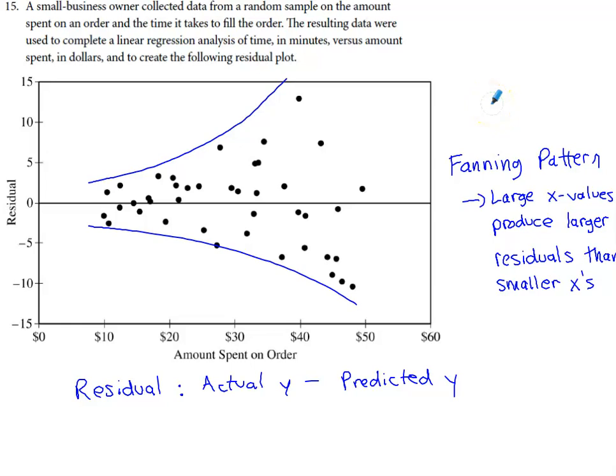So here's problem 15 from the AP Stats Test Preview. This one says that we've got a small business owner collecting data from a random sample of the amount spent on an order and the time it takes to fill the order. The resulting data were used to complete a linear regression analysis of time measured in minutes versus amount spent in dollars, and the following residual plot gets generated.